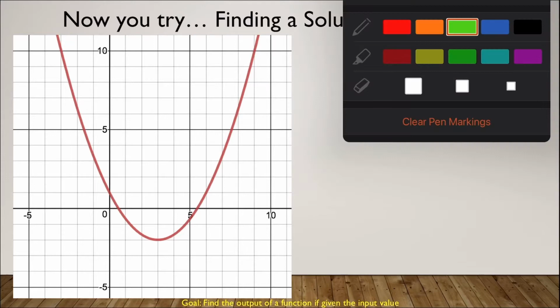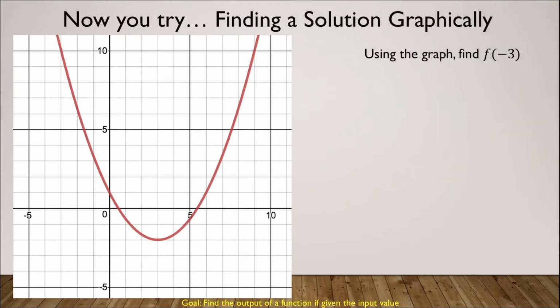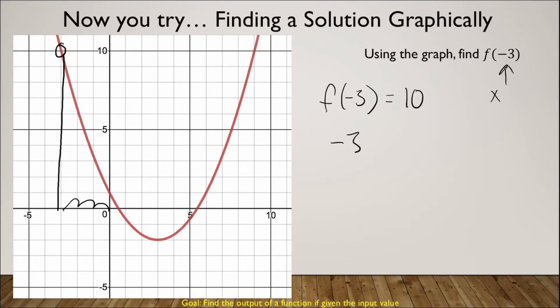Okay, I want you to take a second, see where you can find this answer here. So remember, I have my negative 3. That's an x value. 1, 2, 3. We come up to where I hit it on the graph, right there at 10. So when x is negative 3 for this particular graph, y is 10. So as a coordinate point, I'd write that as negative 3, 10.